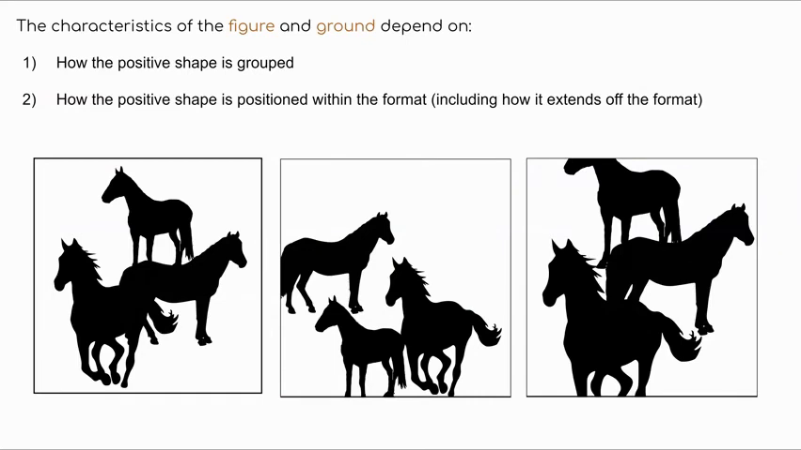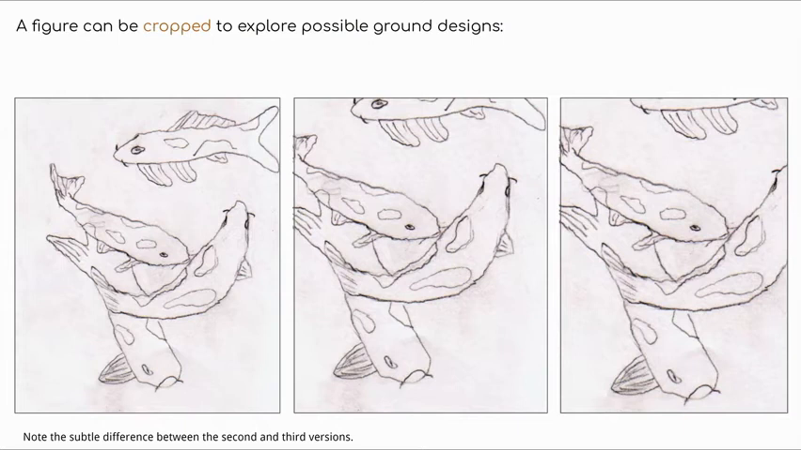And so figure ground depends on how the positive shape is grouped. Here are 3 different compositions showing 3 different groupings of the same horses. So how the positive shape is grouped matters. It determines the negative shape, but also how the positive shape interacts with the edge of the format matters. Compare the 3rd composition on the far right to the one on the far left. The negative shape is different. And it's because the horses in the far right composition extend right off the format. So those are design decisions that artists have to make.